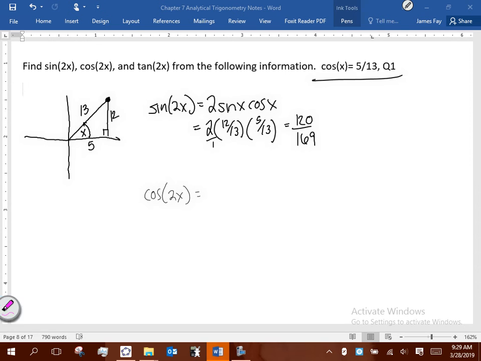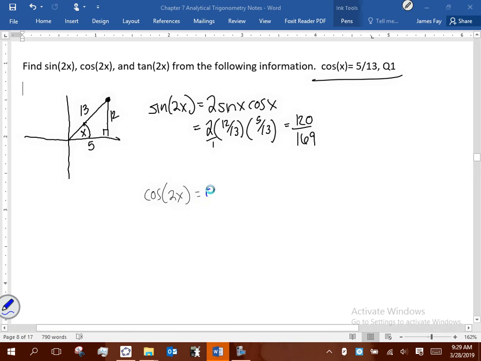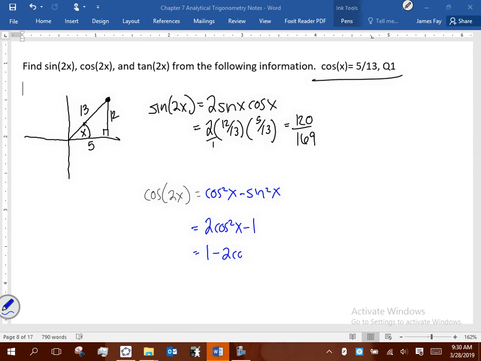Okay? Now, you have options here. Remember the cosine formula, there are three of them, right? Three different versions. You can use cosine squared x minus sine squared x. You can use 2 cosine squared x minus 1, and you can use 1 minus 2 sine squared x. Okay? A lot of people get kind of hung up with these because they forget which ones, I mean, they're very similar, right, in nature. They forget which one's the cosine squared and which one's the sine squared. Just be careful with those.